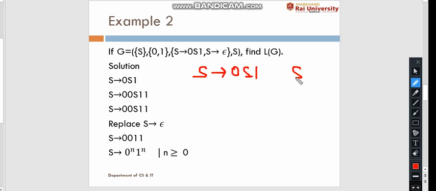and S produces epsilon. What do we mean by epsilon? Epsilon means an empty string which does not contain anything. So these are the two productions. Now we have to start with S because S is my starting symbol. So let's start with S.